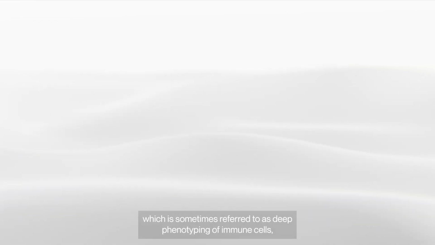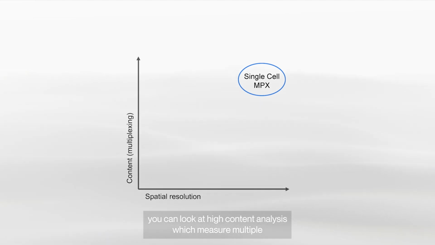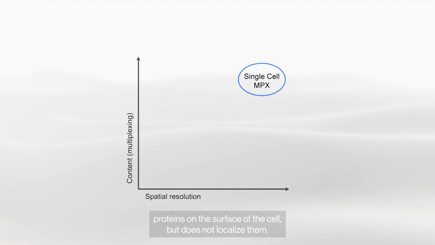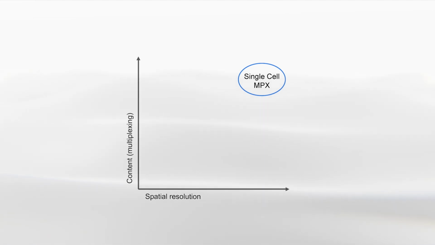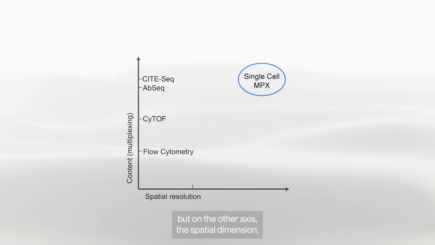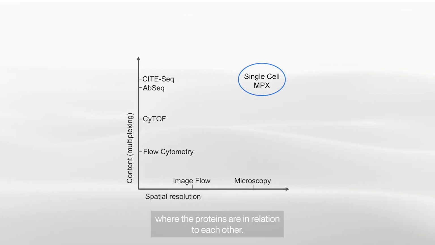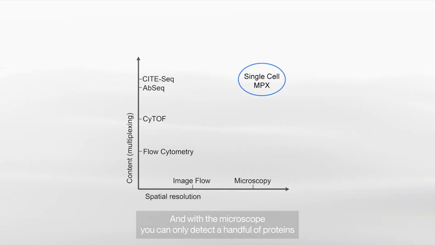So if you look at the tools available to study these processes, which is sometimes referred to as deep phenotyping of immune cells, you can look at high content analyses, which measure multiple proteins on the surface of the cell, but do not localize them. You have CytoSeq, AbSeq, CyTOF, and flow cytometry for these measures. But on the other axis, the spatial dimension, the spatial resolution requires a microscope to look where the proteins are in relation to each other. And with the microscope, you can only detect a handful of proteins at the same time.